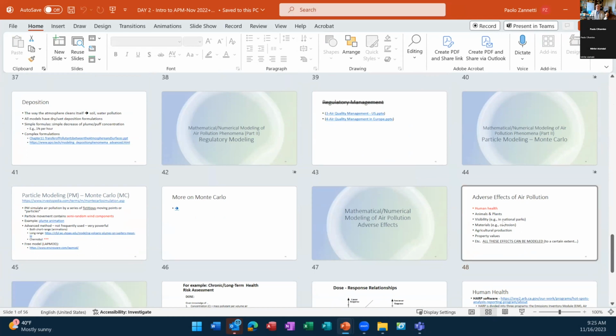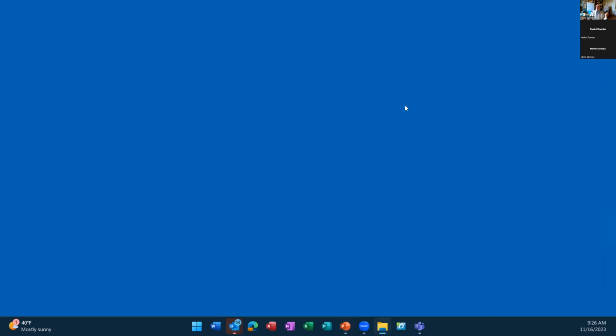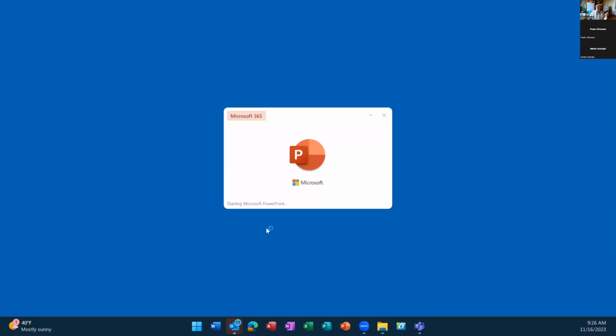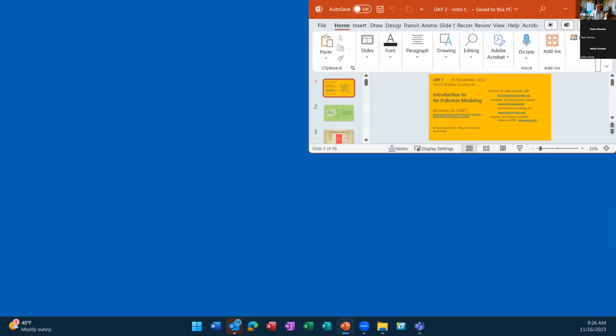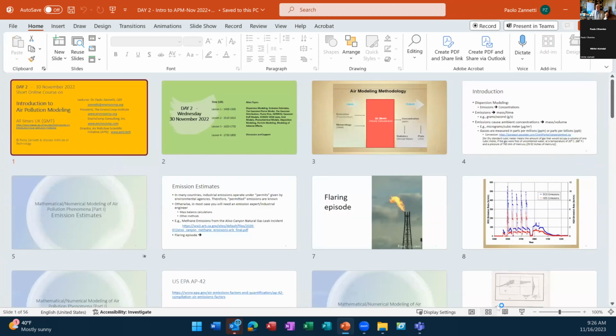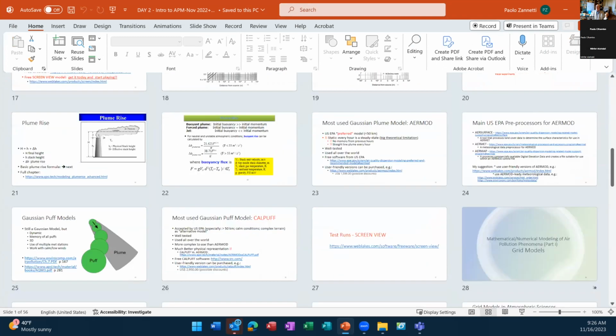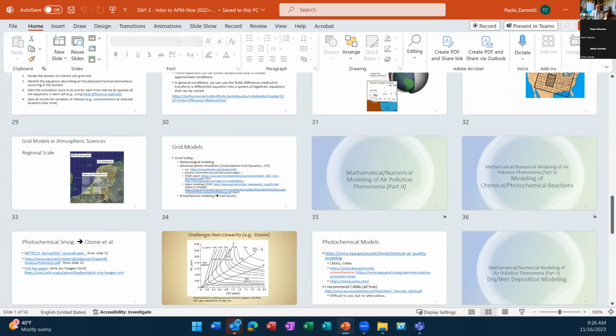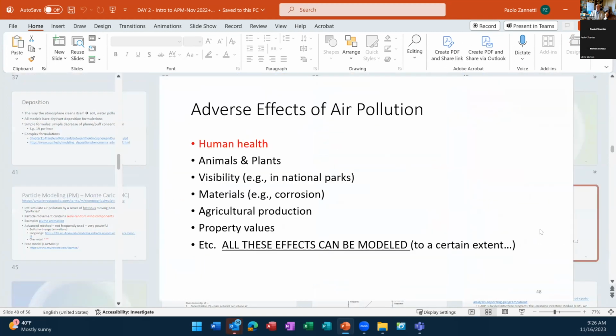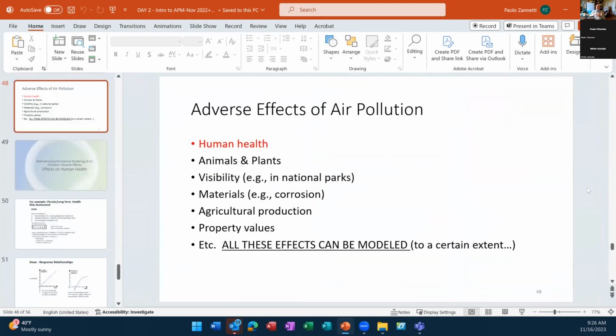Okay, I will not click. Sometimes PowerPoint with Zoom is doing strange things, so I don't want to restart Zoom. They interfere with each other. Okay, now it seems to work.